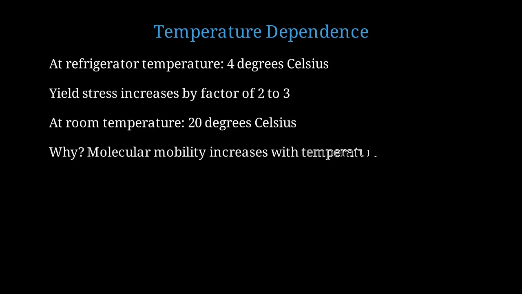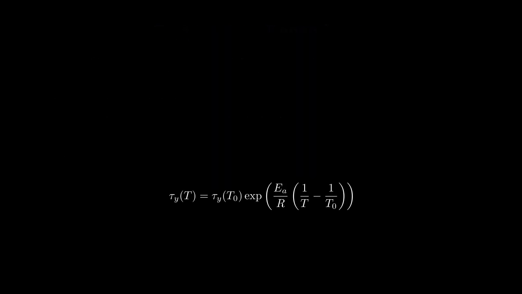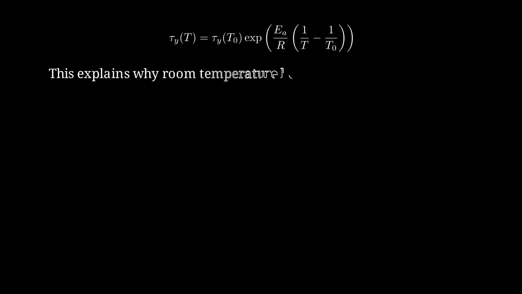Higher temperature increases molecular mobility, weakening hydrogen bonds and reducing the strength of the polysaccharide network. The yield stress follows an Arrhenius-type relationship. τ_y(T) equals τ_y(T₀) times exponential of E_a over R times (1/T minus 1/T₀). This temperature dependence explains why you should let refrigerated ketchup warm to room temperature before trying to dispense it.